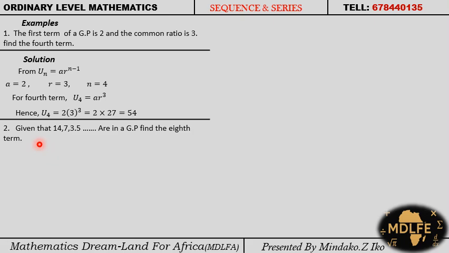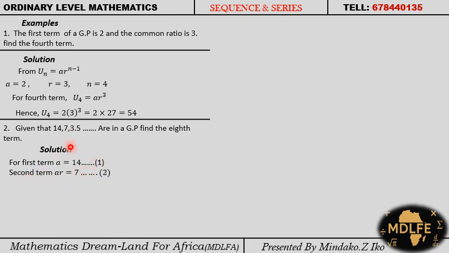All right. So for the second question, we are given that 14, 7, 3.5, right up to some value we don't know, are in a GP. Find the eighth term. Again, given that 14, 7, 3.5 are in a GP, find the eighth term. So what are we going to do? We have to look for the first term. For the first term, we already know it, which is 14, and I can call that equation 1.